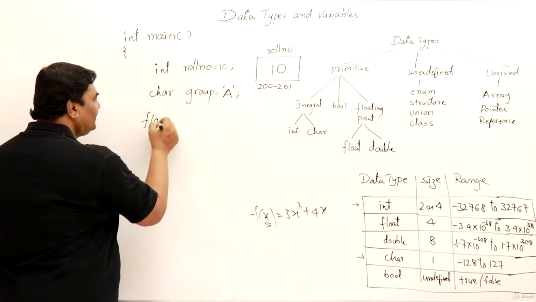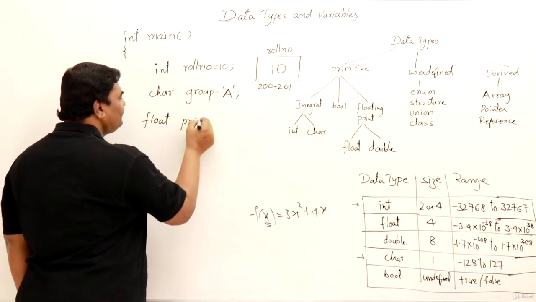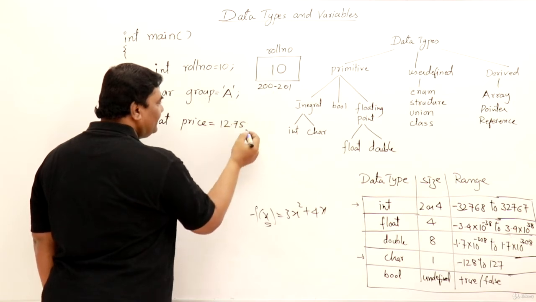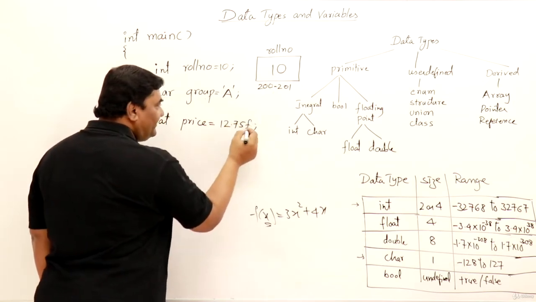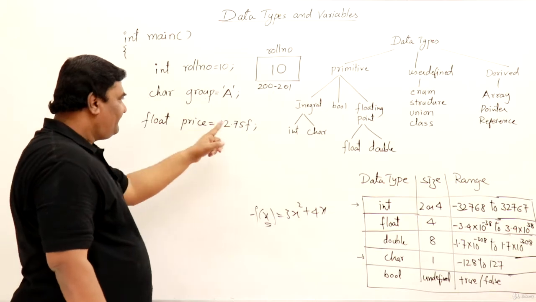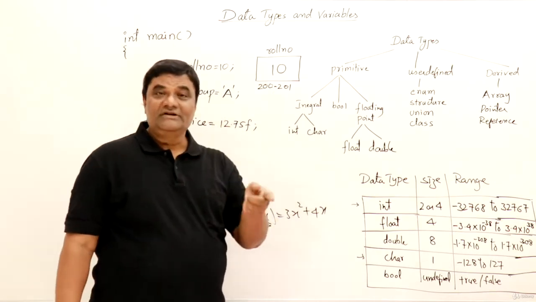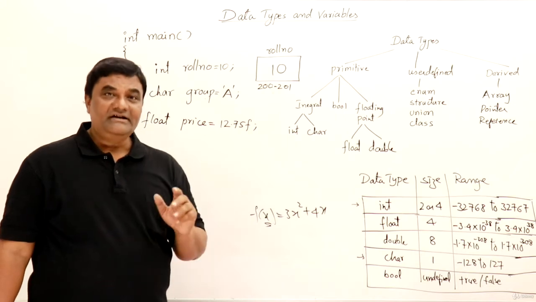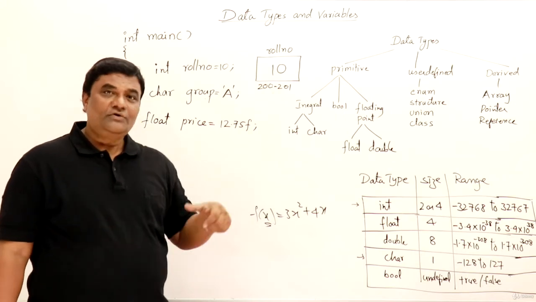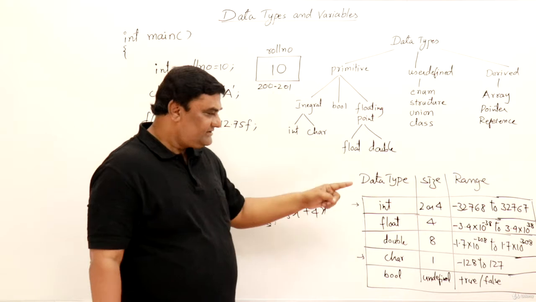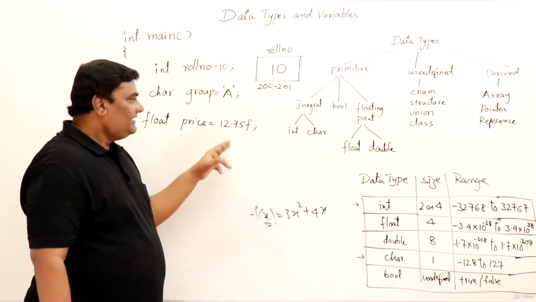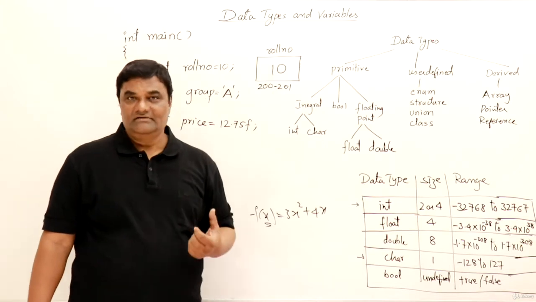So float data type and it is price, and I want to store $12.75 and better write F after the float number, to show that it is float. Though it is not compulsory, it is better if you write F. Otherwise, if you don't write F, it will assume it is double. By default, if you write any decimal number, it will be taken as double, right?